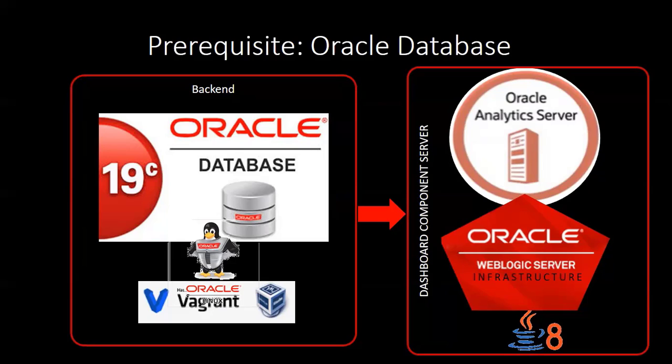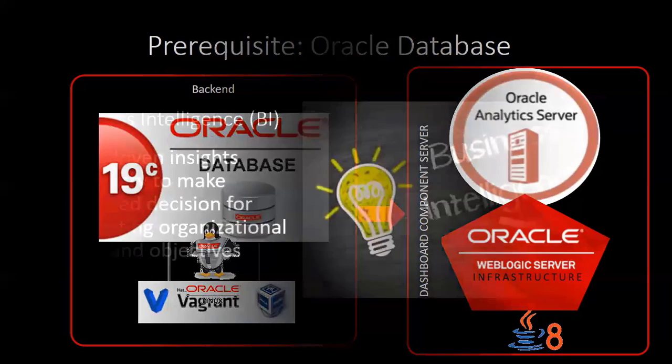To perform as a POC, you can run on your laptop. You can use Vagrant or VirtualBox with a database, and you can connect to the Oracle Analytics Server on your system. On the dashboard side, you should have Java and a Fusion Middleware infrastructure. So to run the Oracle Analytics Server, these are the prerequisite software.